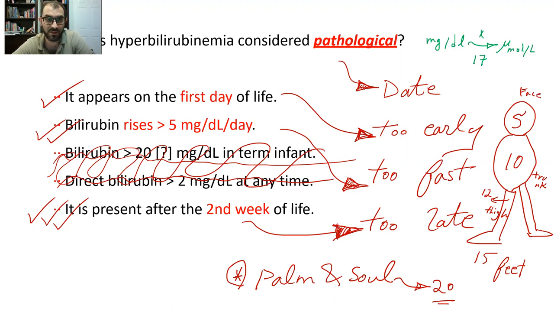Too early. First day. First day jaundice is never physiologic. It's always pathologic.